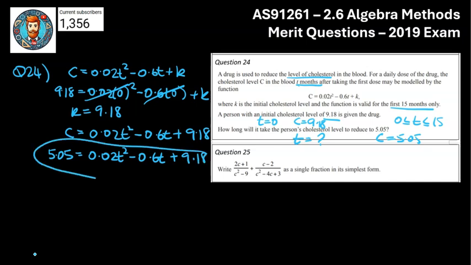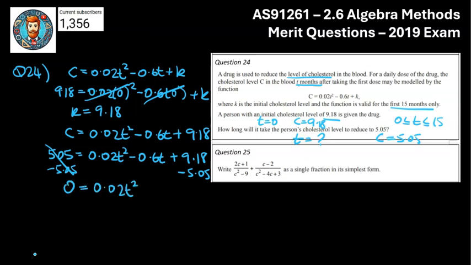Now this is just a quadratic equation, so I'm going to use the graphics calculator to do this for me. But to do that, it needs to be equal to 0, so I need to move that 5.05 to the other side as negative 5.05. So it's minus 5.05 on both sides. That will cancel out, and we'll just have to figure out what that comes to. So 0 is equal to 0.02t squared minus 0.6t plus 3.13. Hopefully I've done my maths right there. Yeah, 3.13.